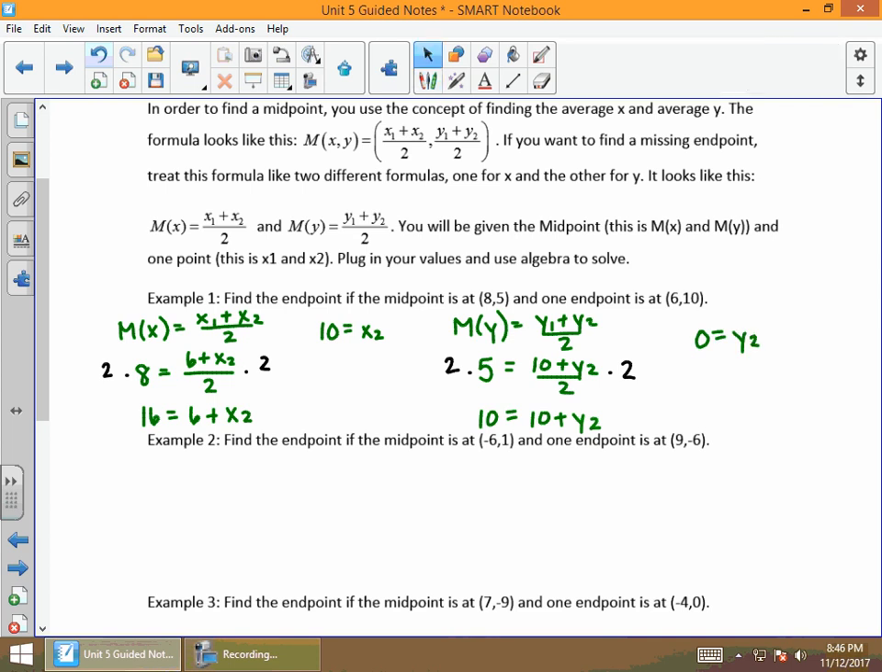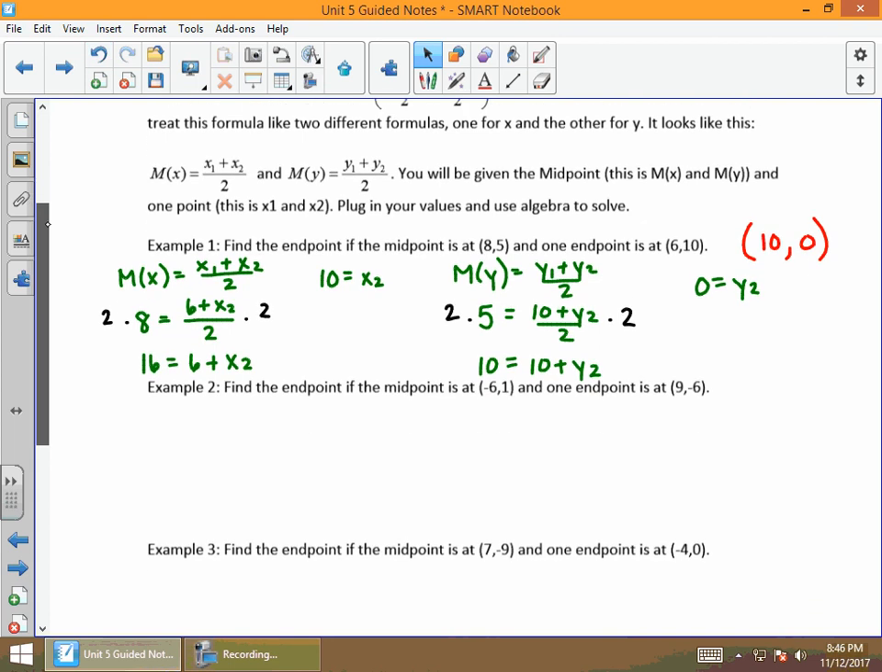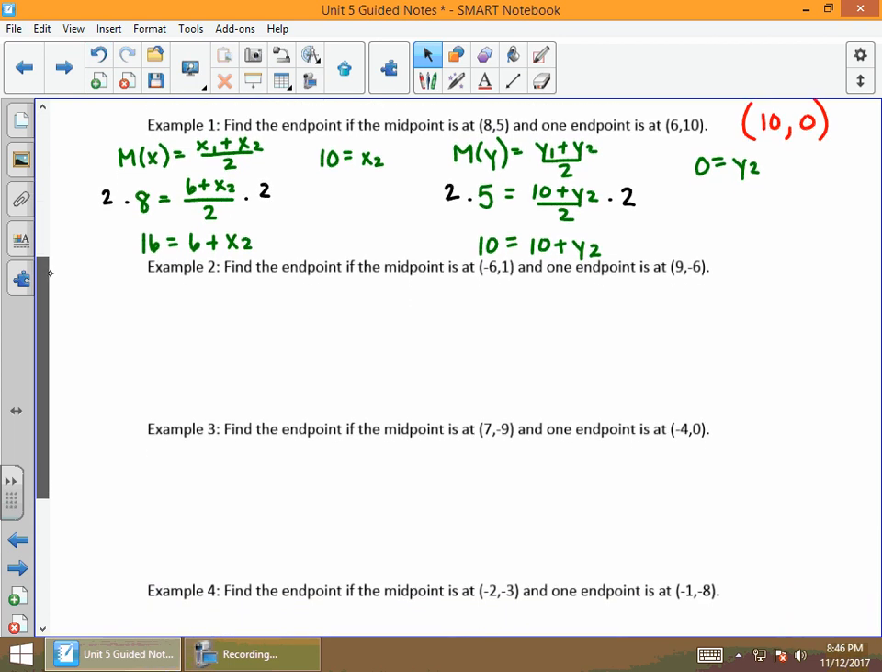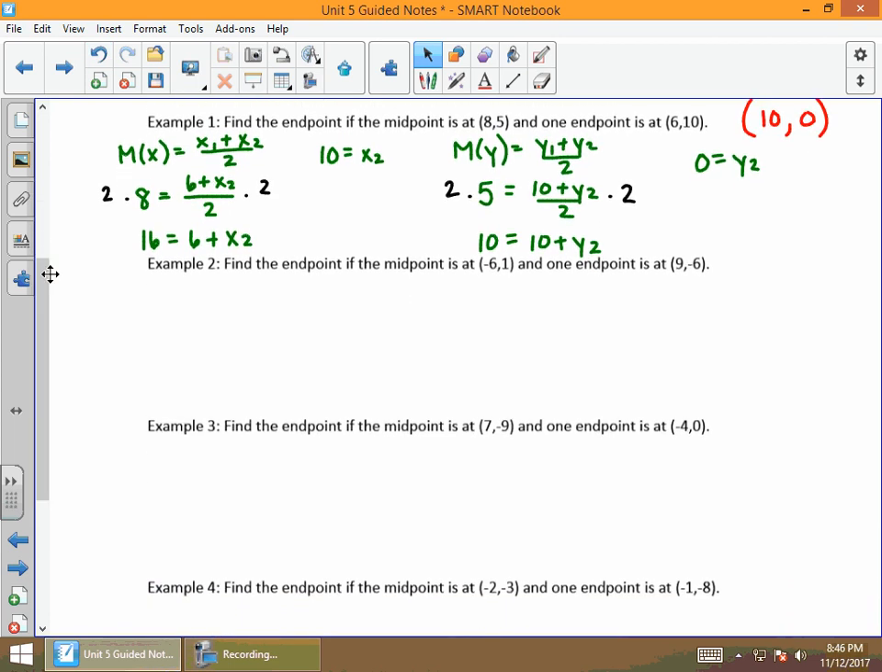So the question says, find the endpoint. So the endpoint is a coordinate, and the x value for that coordinate is 10. The y coordinate is 0. So the point you were looking for should have been 10, 0. Again, notice that it's just a matter of doing a similar equation two different times. So I'm going to stop writing the equation now. I'll still show all the work, I'm just not going to write the equation.